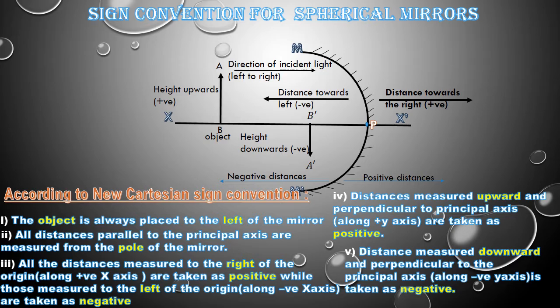So what does this mean, fourth and fifth? That means if we measure in the upward direction, the height of the object we have to measure upward from the principal axis. So such measurements will be taken positive. But if we get an inverted image, the height of that image should be taken downward. So such heights will have a negative sign convention. We will understand more about that in the coming slides.